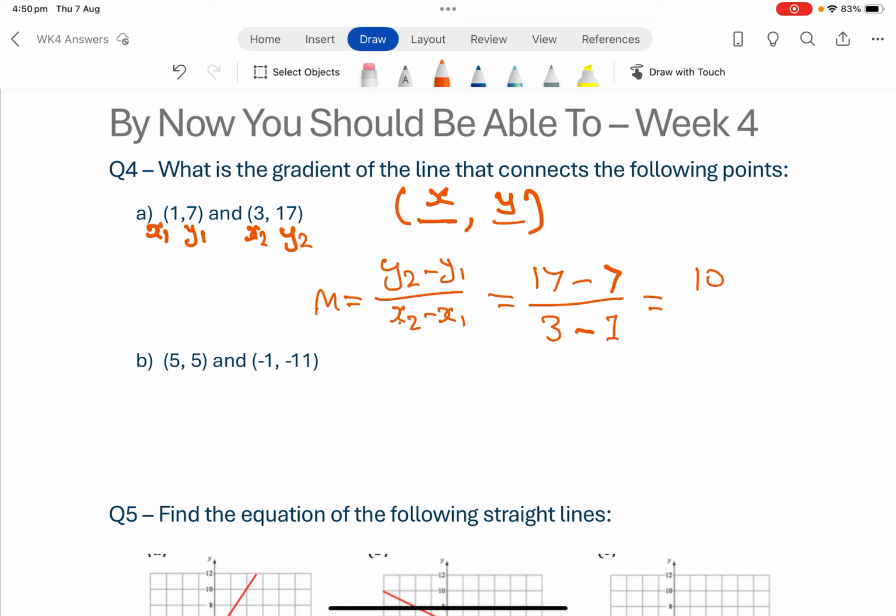17 minus 7, well, that's 10. 3 minus 1, well, that's 2. 10 divided by 2 is 5. So we have, for this first case, my gradient is equal to 5.